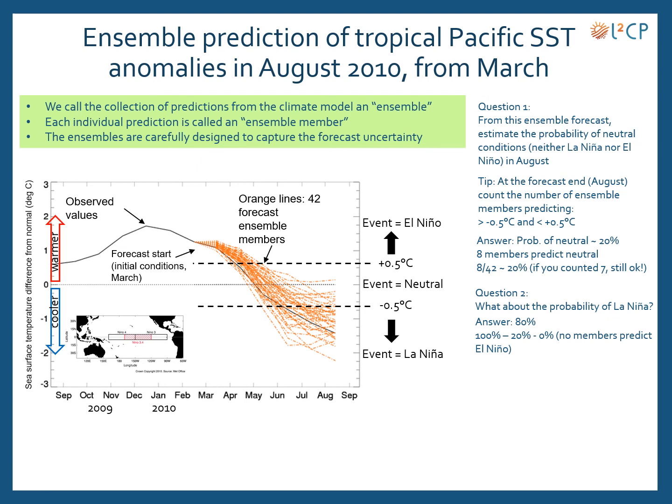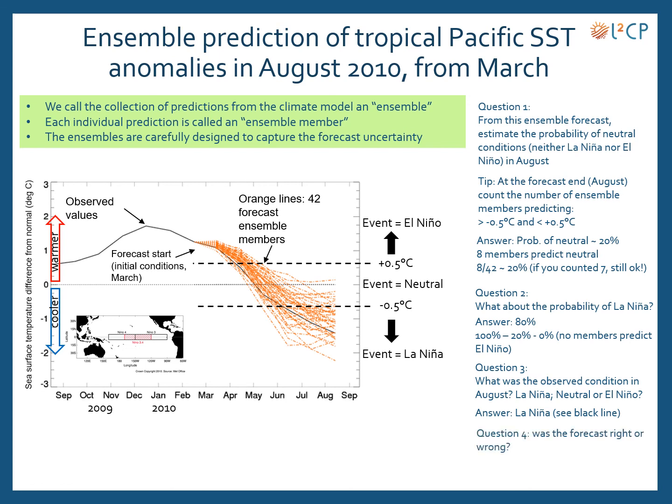Now question 3. What was the observed condition in August? Was there a La Nina event? Was it neutral, or was there an El Nino event? Well, that's easy. The observations were well below the minus 0.5 Celsius threshold by August, and a La Nina event was well established.